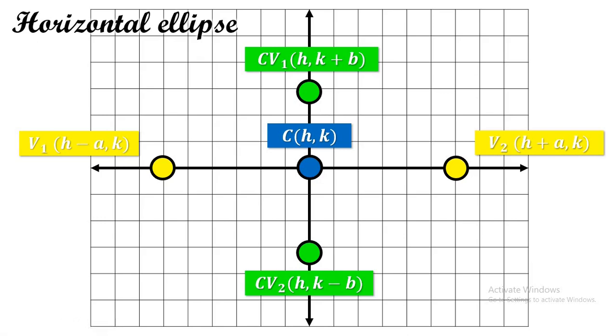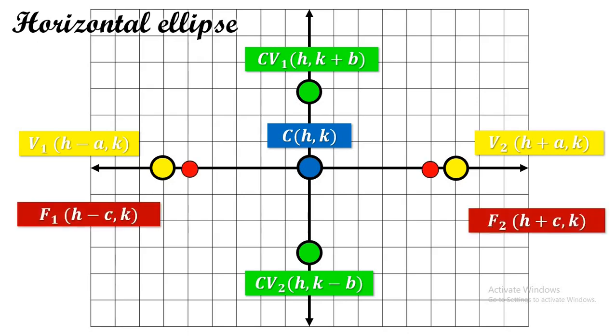Next to be plotted would be the foci, and take note that the foci should always be aligned with the vertices, so the foci will also follow the orientation of the ellipse. Since this is horizontal, the movement will also be to the left and to the right of the center. Now, the foci are labeled as F sub 1 and F sub 2. And if you notice, they are aligned with the vertices. Take note as well that the foci should be in between the vertices, or the major axis, because c should be less than a.